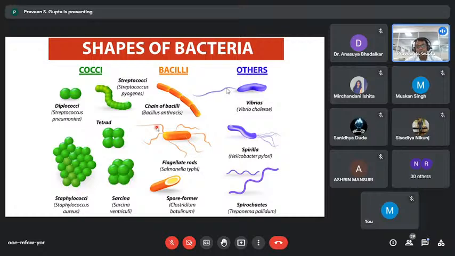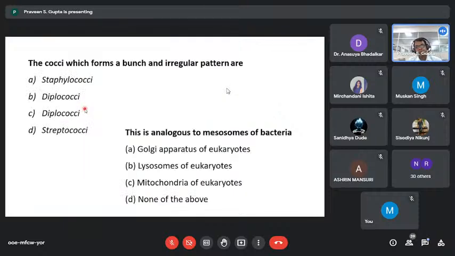Then Spirilla. One of the best examples of Spirilla is Helicobacter pylori, which causes gastrointestinal disorder. It is sometimes present in the human stomach, so they are able to survive in the stomach. Actually, they are present in the pyloric region, and hence it is called Helicobacter pylori. And the next one is spirochete. They are also spiral in structure, but much longer than the Spirilla. Best example is Treponema pallidum.